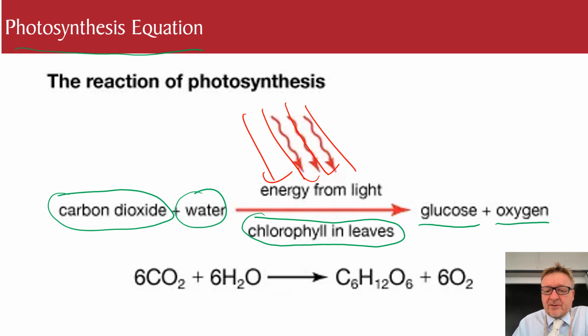You might get asked for a balanced symbol equation, and what you've got here is carbon dioxide, water, glucose, and oxygen. To balance it, you put a 6 there, a 6 there, and a 6 there. That is then your balanced photosynthesis equation.